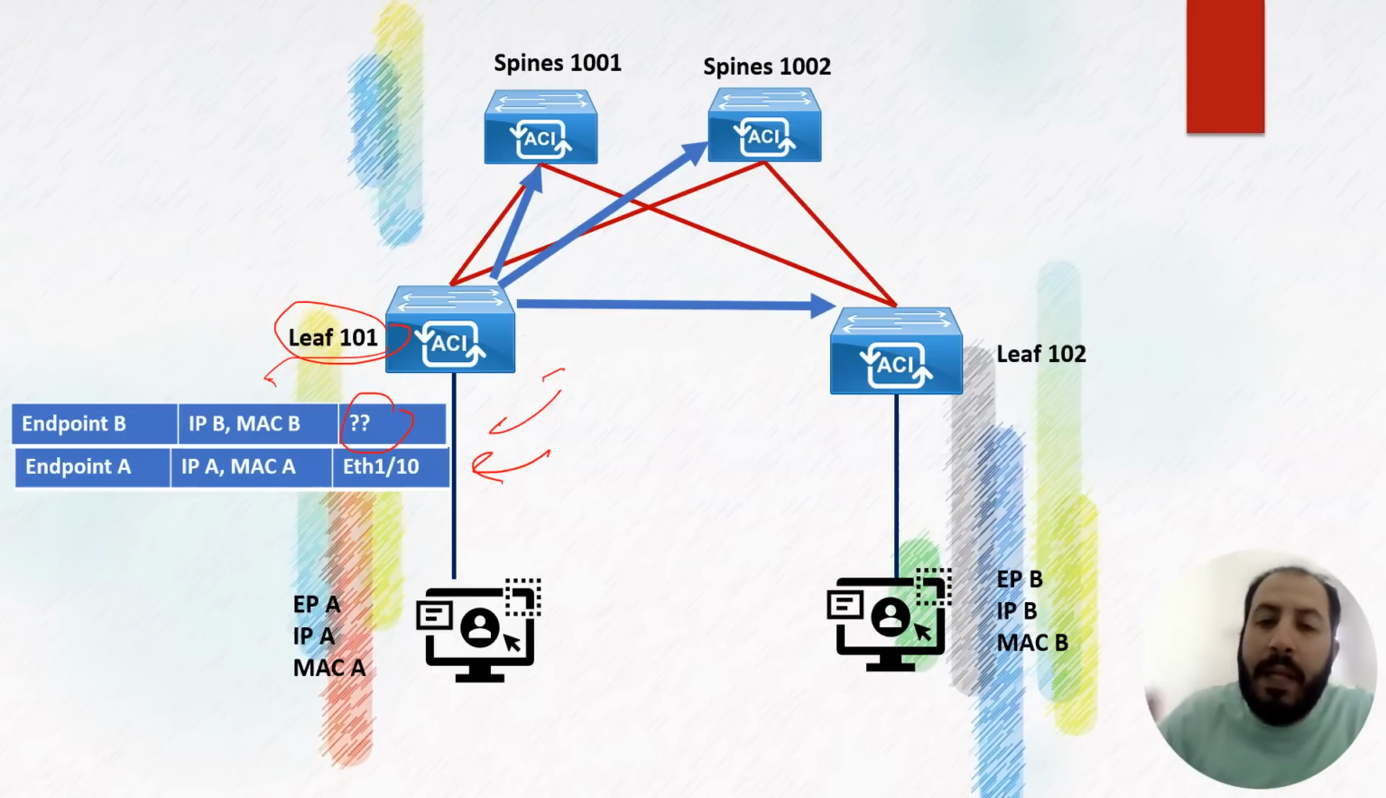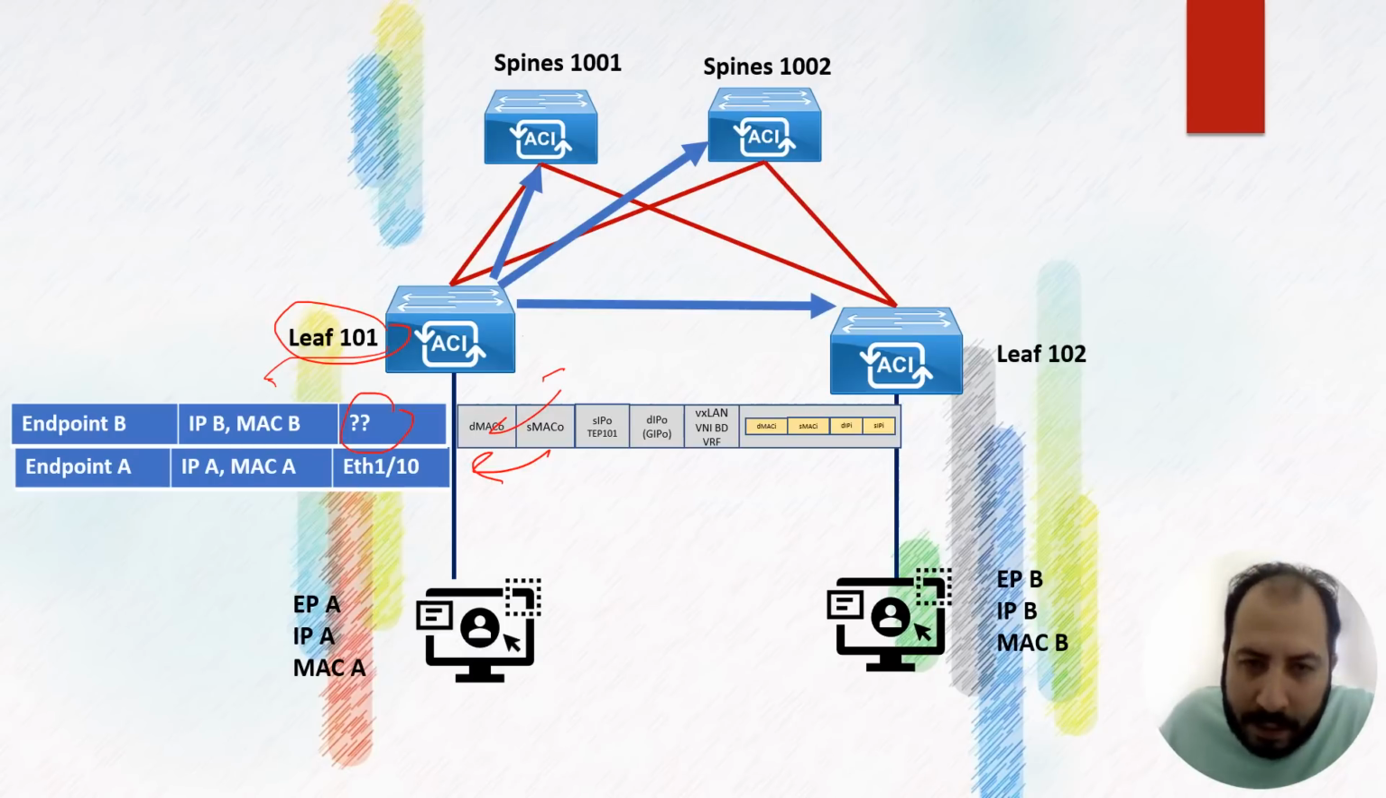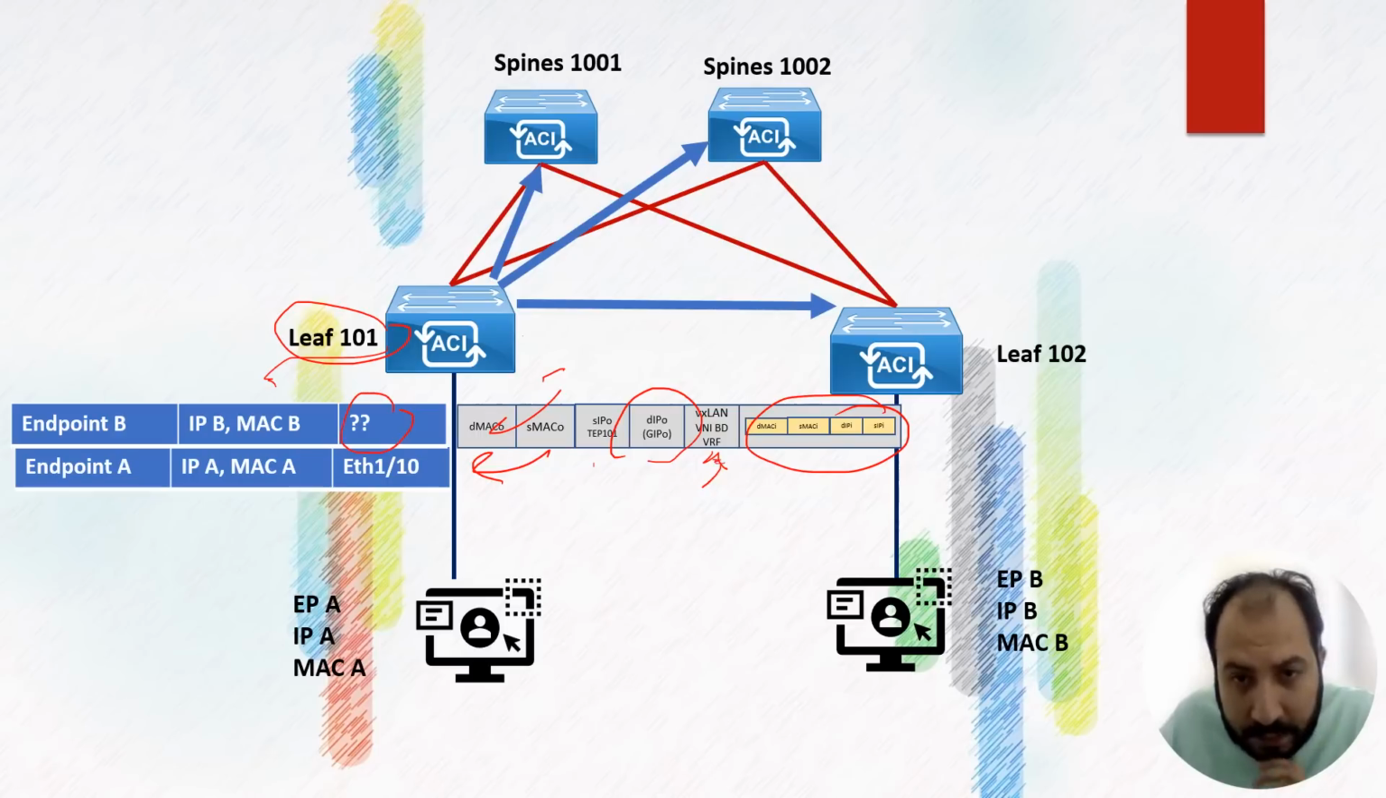But this flood is using a multicast. Why am I using a multicast here? This is the inner header, of course, and that is my outer header. This is my source VTEP information, the loopback IP address of this leaf, and for the destination, I'm sending something called a group IP outer. If you recall, during the initial setup of the fabric, we had to define a group IP outer.